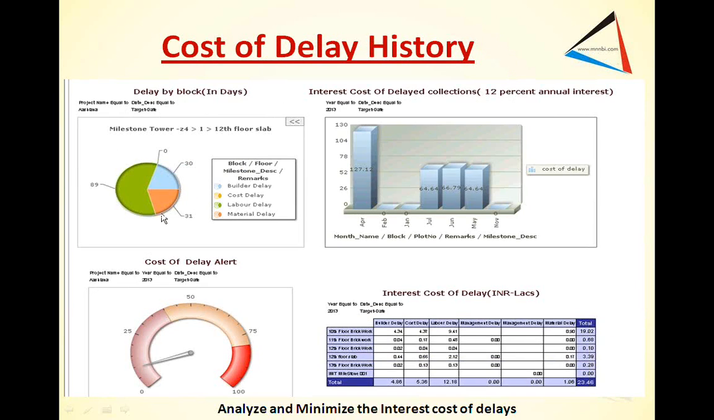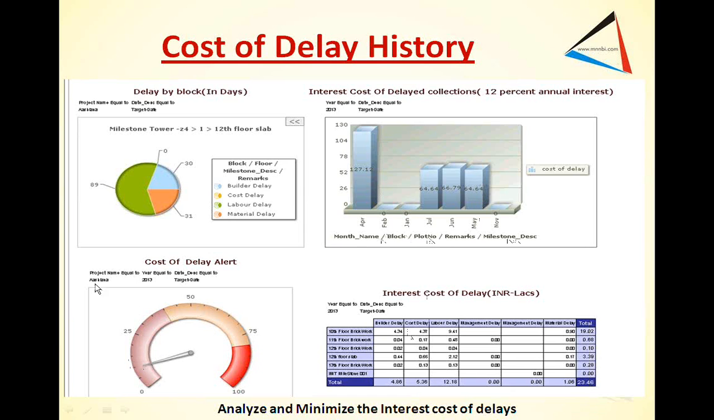So this graph is actually extending from the prior graph. So you have the project, the target date, you have the total delay by block, drill down to the flow, drill through the milestone and remarks. This is the interest cost. So the interest cost which we have assumed is the cost of the delayed collections, as well as the cost which is associated with the loan reimbursement because of the delay in the execution of the project. So I have the month drilled to the plot, block, plot, remarks, drilled down to the milestone.